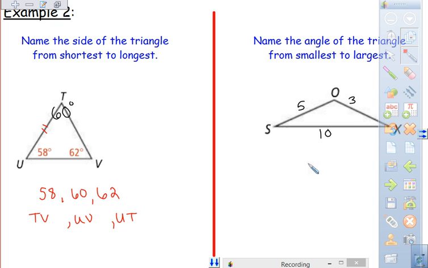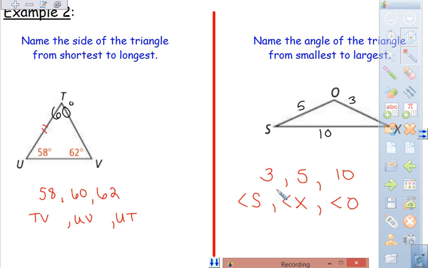Try the next problem on your own. Please pause the video while you work. So I'm going to order my side lengths from smallest to largest. Opposite the side 3 would be angle F. Opposite the side 5 is angle X. And opposite the 10 is angle O. So that is from smallest to largest.